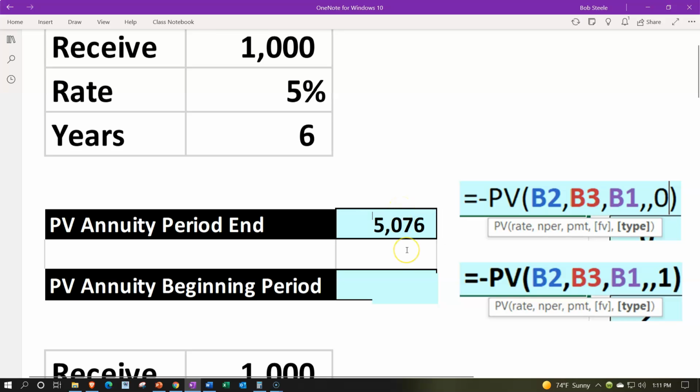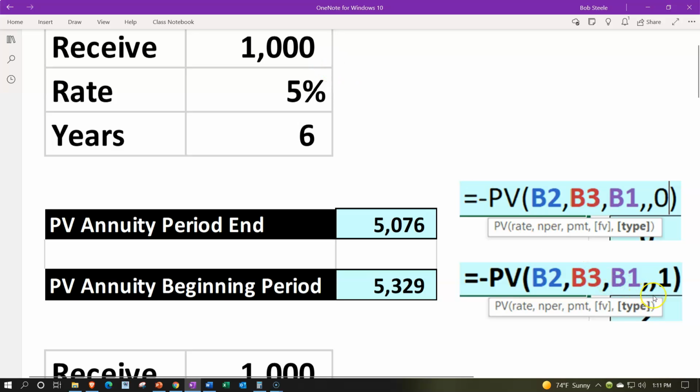We'd get the 5,076. If we had not typed the 0 and just left out these 2 commas and just had an end bracket, we would get the same number. Then if we want to say, okay, it's an annuity where the payments happen at the beginning of the period, that's when we need to add that type field. So the beginning part would all be the same. Negative present value, the rate's still 5%, the number of periods would still be the 6, and the payment would still be 1,000.